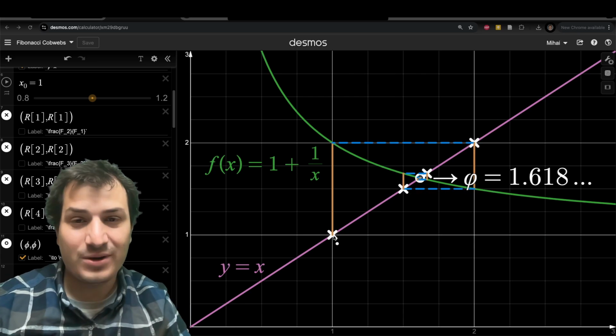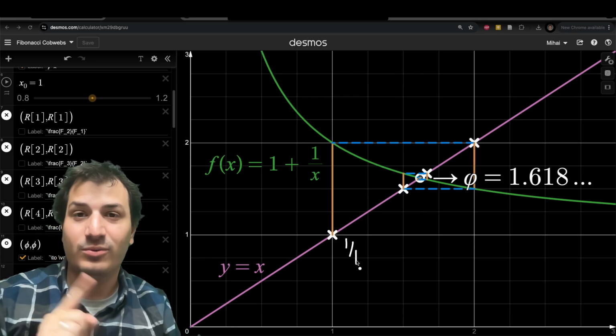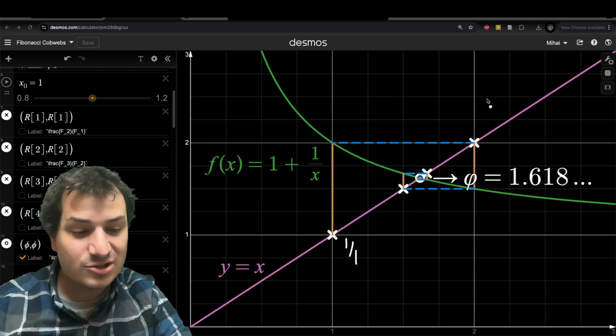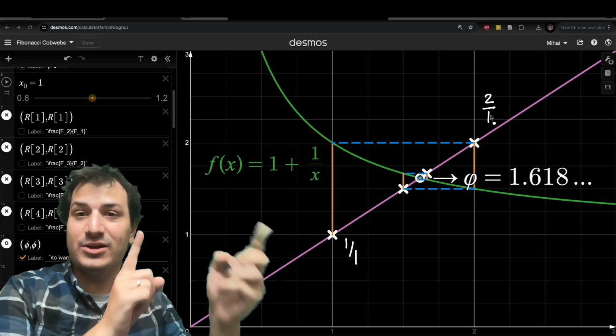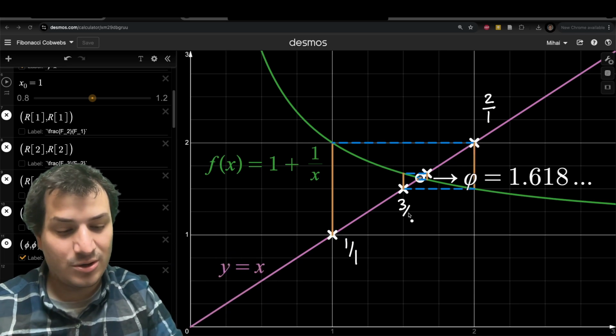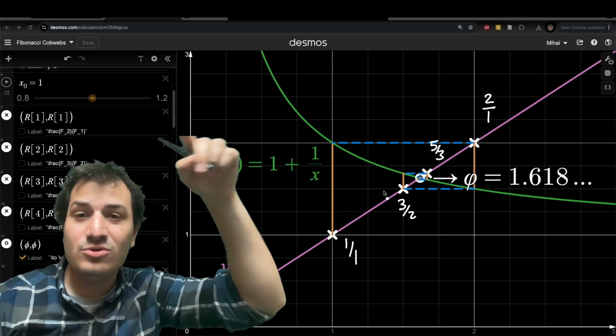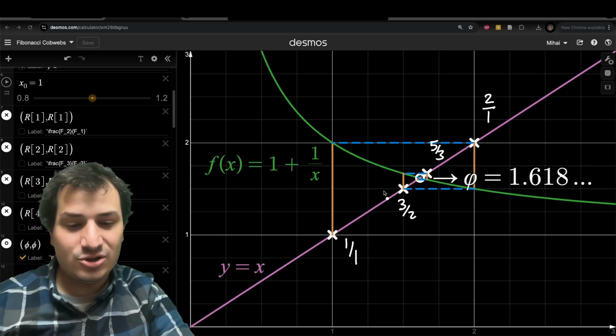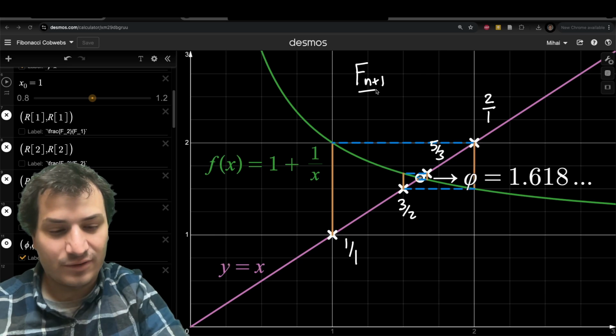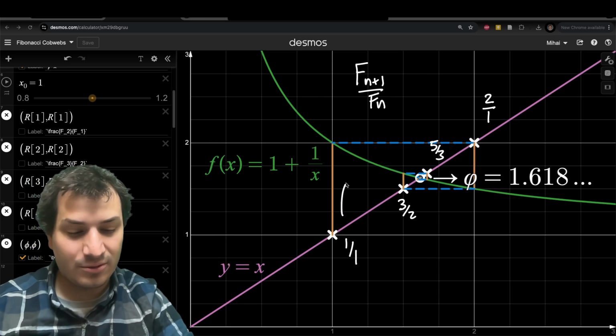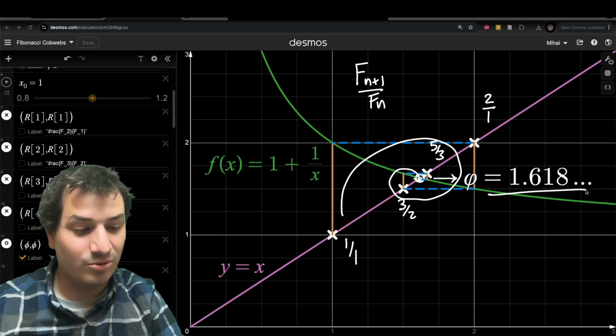So the first ratio over here is 1 over 1, the ratio of the first two Fibonacci numbers. The next one is 2 over 1, the ratio of the next two Fibonacci numbers. Then 3 over 2, then 5 over 3, and so on and so on. So as you do this cobweb diagram, you're actually just generating Fn plus 1 over Fn, and you can see visually that you're spiraling in towards the golden ratio.